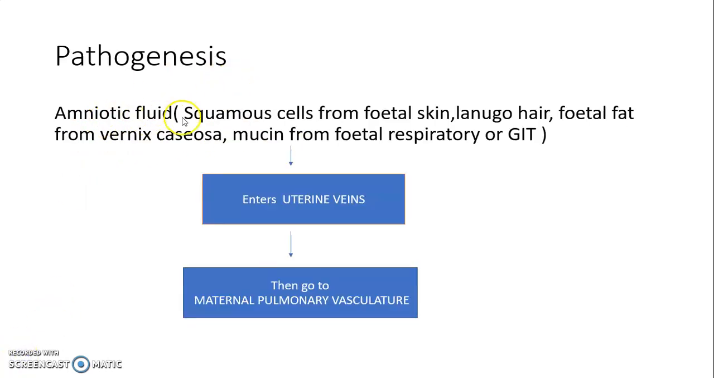Pathogenesis. Amniotic fluid containing squamous cells from the fetal skin, lanugo hair, fetal fat from vernix caseosa, mucin from fetal respiratory or GI tract. When it enters the uterine veins, then it goes to the maternal pulmonary vasculature.